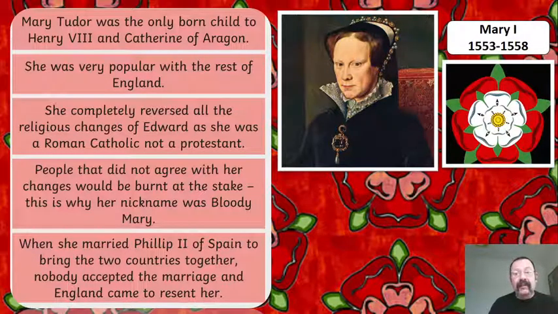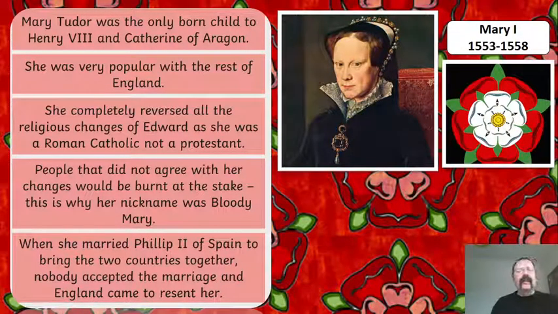Okay, she was a ruthless leader and really meant business, so she would make an example of people that did not agree with her. And we're going to again be looking at crime and punishment through the Tudor age as well. So some really horrible things would happen to you if you did something wrong. Okay. When she married Philip II of Spain to bring the two countries together, nobody accepted the marriage, and England began to resent her, which means the people, the citizens of England, didn't really like her, and they no longer wanted to follow her.